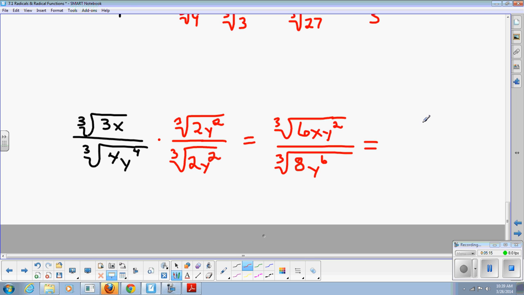How do I deal with this now? The top has no perfect cube factors in there, so I just copy that: the cube root of 6xy squared. Then on the bottom, the cube root of 8 is 2, and the cube root of y to the 6th, mentally I can use a shortcut: 6 divided by 3 is 2, so it's y squared. And I'm done with that. Now I have a rationalized denominator. Even though the top has a cube root in it, I want my bottom, my denominator, to be rationalized, and that's what I have now.